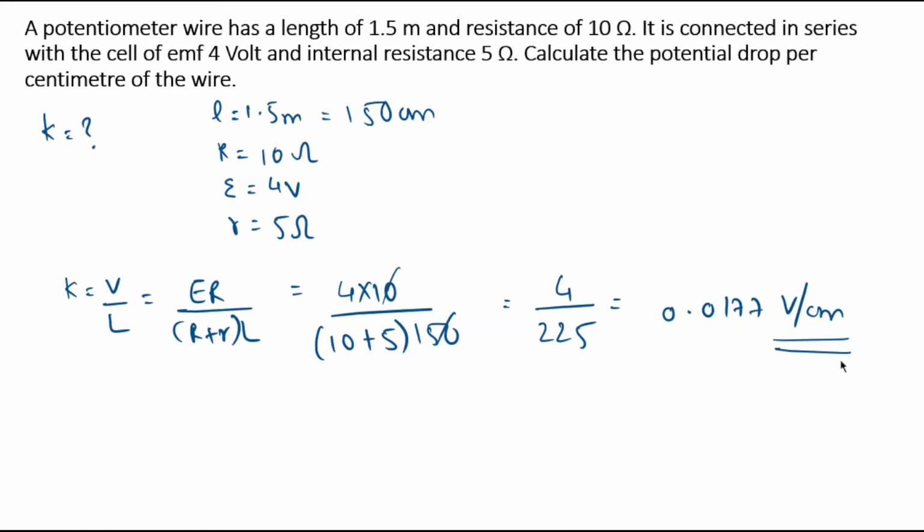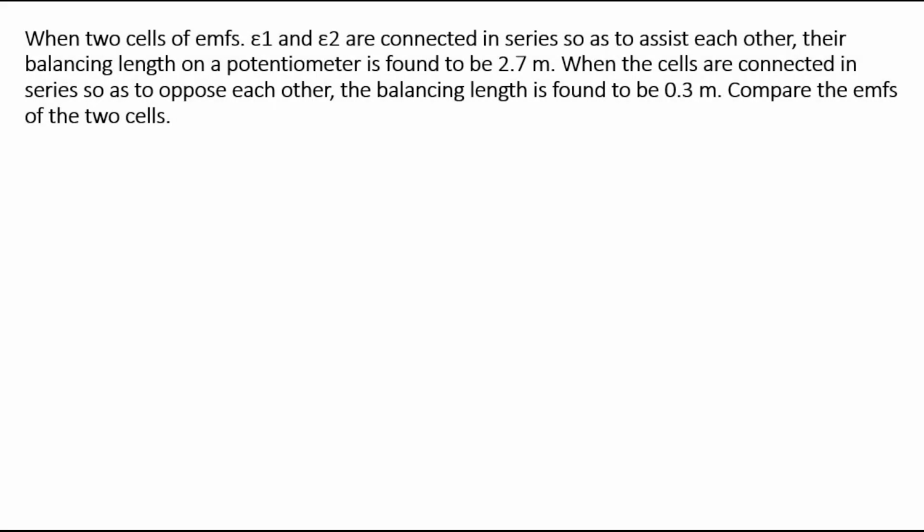So now let's look at the next sum. When two cells of EMF E1 and E2 are connected in series so as to assist each other, the balancing length on potentiometer is found to be 2.7 meter. When the cells are connected in series so as to oppose each other, the balancing length is found to be 0.3 meters. Compare the EMF of the two cells. So solution. So here we need to compare the EMF of the two cells.